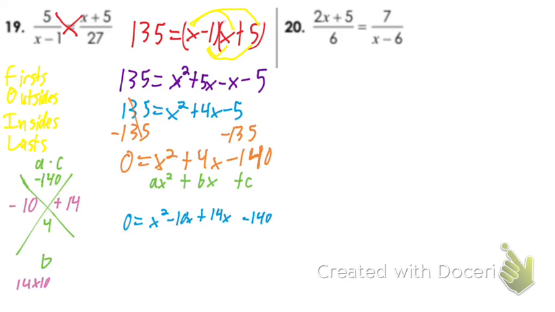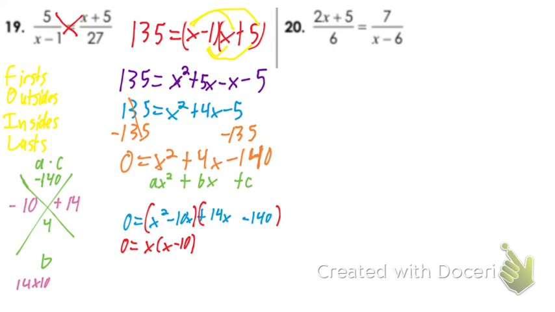So now, what we're going to do is I'm going to group these first two things together, and I'm going to group the last two things together. So I'm going to group them in parentheses. Now, x squared and negative 10x, what do those have in common? Their GCF, so to speak. They have an x in common. So I'm going to factor out an x, and if I take an x out of that parentheses, I'm going to be left with x minus 10. Because I took an x away from x squared, and I took an x away from negative 10x.